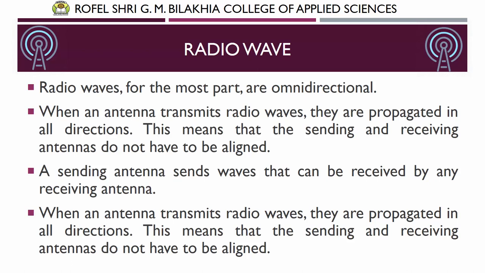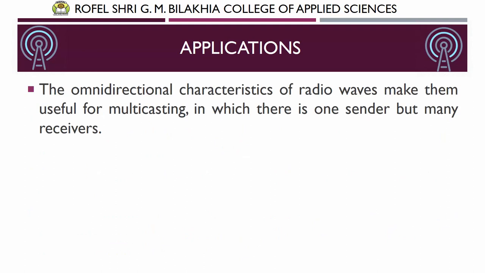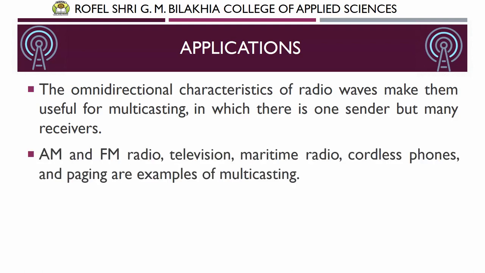Now, radio wave has some applications, like the omnidirectional characteristics of radio waves make them useful for multicasting, in which there is one sender but many receivers, right? This type of waves are used in multicasting or broadcasting. For example, AM and FM radio or television or maritime radio or cordless phone and paging are examples of multicasting. Now, this type of waves have some advantages.